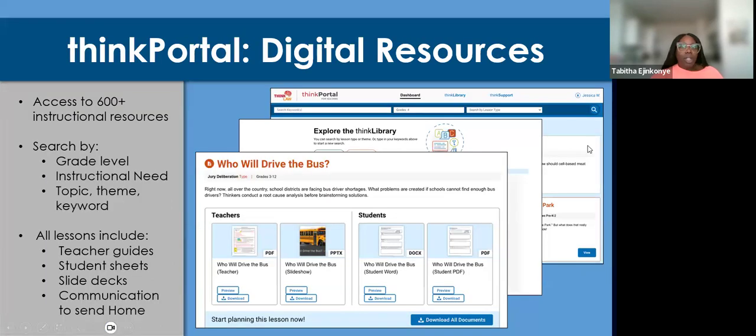So for thinkPortal, just a quick little recap of what the thinkPortal is. It's a digital resource. It has over 600 instructional resources. You can search these lessons by the grade level, the instructional needs, the topic, theme, keyword. We also have in the Think library some different themes that are pulled out for you to make it a little bit easier for you to find the lessons that fit your theme of what you're wanting to teach. All of our lessons include your teacher guide, your student sheets, your slide decks, and then communication to send home. It's also starting to be incorporated in the new lessons that have come out.